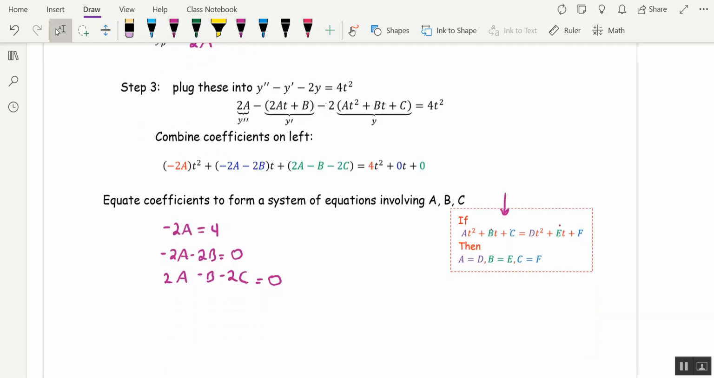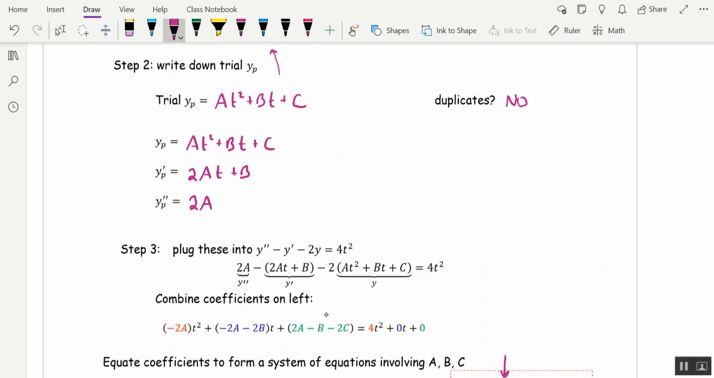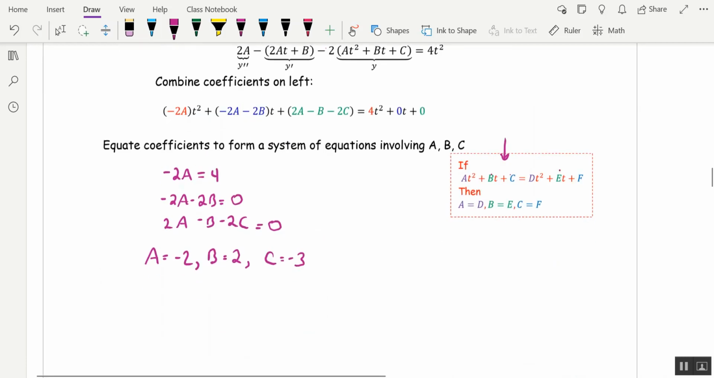I don't need linear algebra to solve this system. It's pretty straightforward. I just start at the top. A must be -2, and then I plug that into the second equation, and I'm going to see that b is 2, and then c is going to be -3. So I know a, b, c. So I go back to my yp. Now I have a particular solution. Yp is -2t squared plus 2t minus 3.